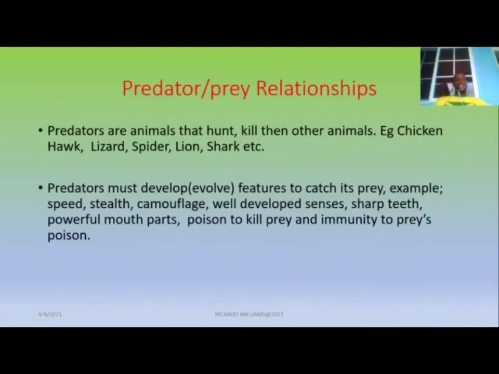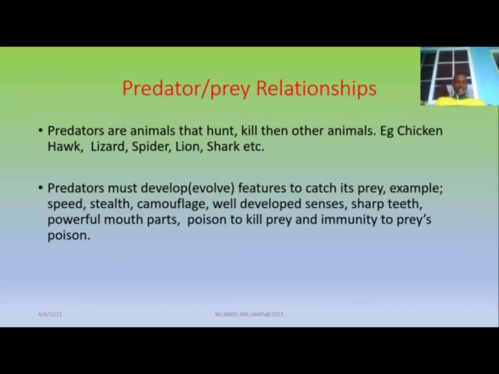Alright, so predator-prey relationships are feeding relationships where you have a predator, the one who hunts, and then you have a prey, the one who is being hunted. And these relationships are very easy. We see them every day. So animals hunt other animals for food. Example: chicken hawks fly around and look for little chickens to catch and eat. Lizards look for little bugs, moths. If you set up your light at night and you look, you will see the lizards come out and run down and hunt the moths to eat them.